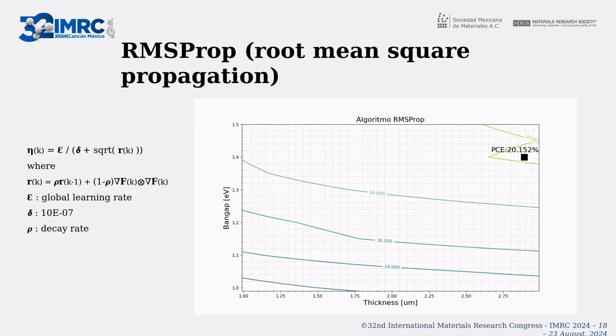On the other hand, the root mean square propagation algorithm was also tested, with the resulting iterations shown in the figure. This algorithm modifies AdaGrad to perform better in non-convex settings by replacing gradient accumulation with an exponentially weighted moving average.